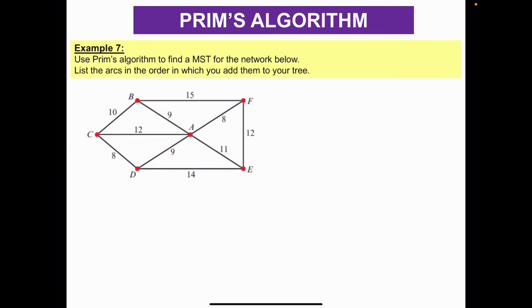So when we look at example 7, it's asking you to use Prim's algorithm. This is very important to pay attention to. You need to know the differences between Kruskal and Prim's, because if on the exam they ask you to use Kruskal and you use Prim's, then you will not receive any marks or just the minimum marks possible. So we're going to follow Prim's algorithm.